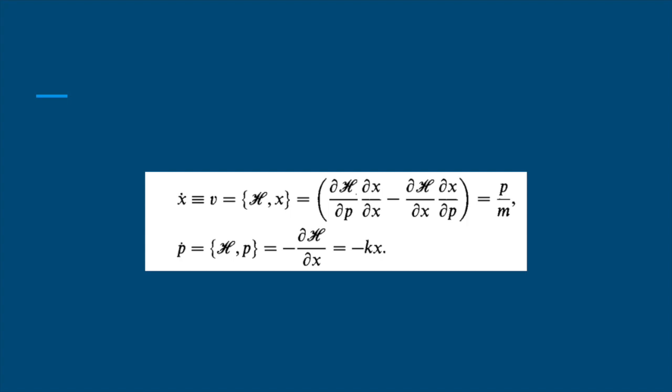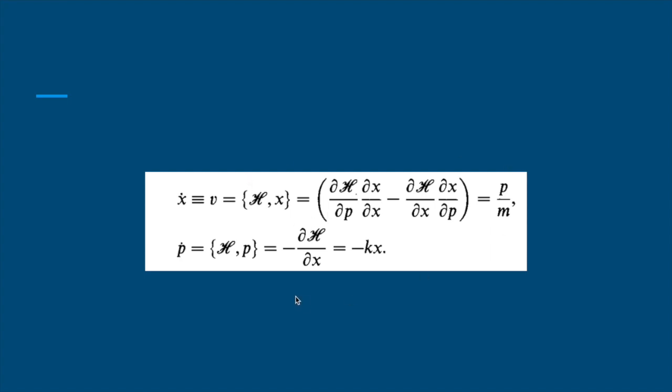The Poisson bracket is an important operation in Hamiltonian mechanics. It is usually used to work on a canonical coordinate system, which usually consists of position and momentum variables. So the Poisson bracket operator is given by this formula. And here are the position and momentum equations.